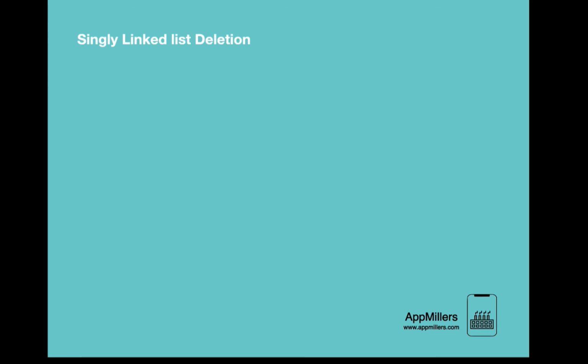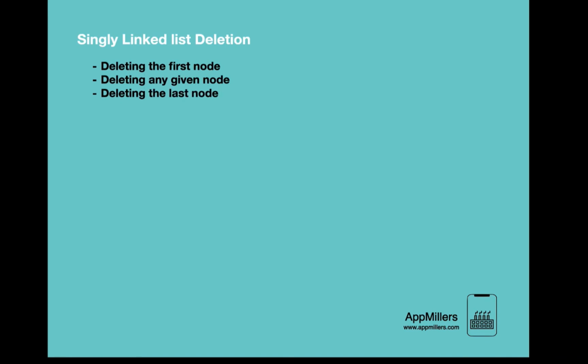In one of the previous lectures, we learned how to insert a node into the single linked list. If you remember, we had three cases there: insert a new node at the beginning of the single linked list, insert a new node at the end of the single linked list, and insert a new node at a given location. Similarly, while deleting a node from a single linked list, we have the same conditions.